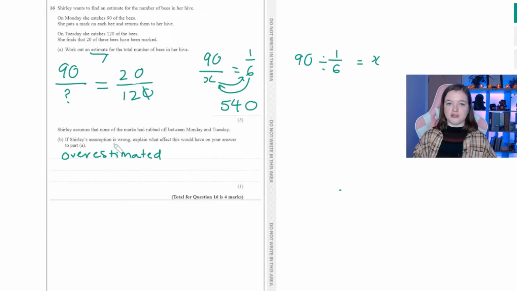But if that's actually wrong, and she should have had more bees in her sample that have been marked, then there would be less out there. So it seems like there's less in the hive. Does that make sense? There's going to be less in the hive because she's got more in her hand. So if she's got more in her hand, there's going to be less in the hive. Does that make sense? So she's overestimated, if that was the case, if they have rubbed off, she's overestimated the amount of bees in her hive because she'll have less in her hand than she should. Does that make sense? If they're not in her hand, they must be in the hive. Hopefully.